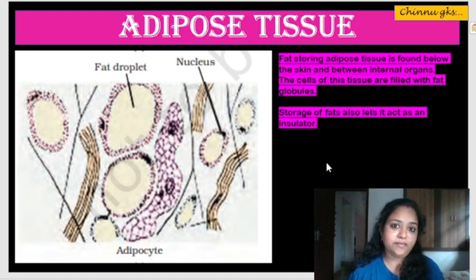Okay, so with this we end up with the connective tissue. Things to do: read the textbook, practice the diagrams, be familiar with all the diagrams for identification as well as for labeling. Have in-hand drawing practice too.